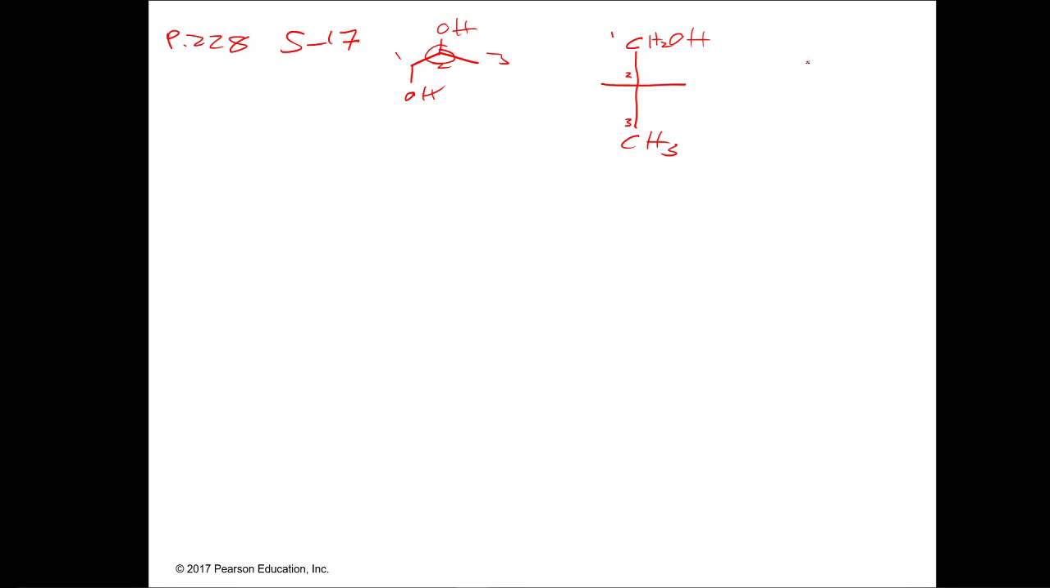Now, we know we have to have a clockwise curve because it's got to be S, right? And this is a Fisher projection. It's got to be S. So we need it to go 1, 2, 3 like that. We know OH is going to be 1. So then what's going to be 2? Is 2 going to be here or here? Well, this is going to be higher priority than this. So we'll put the OH here, and that's 1. And then that's 2. And then that's 3. Right, this is a hydrogen. Okay, so then it goes like this, and that's S.